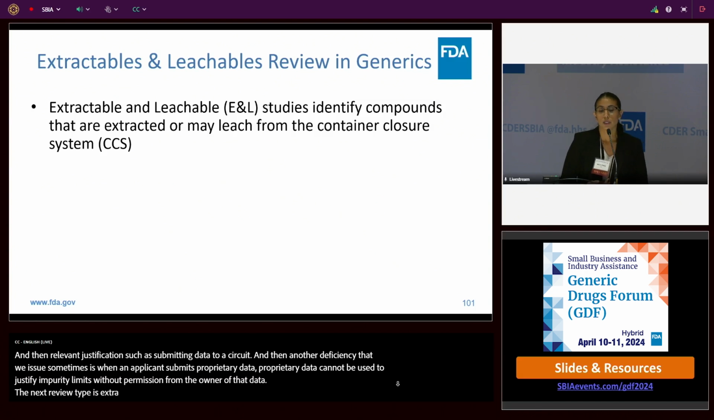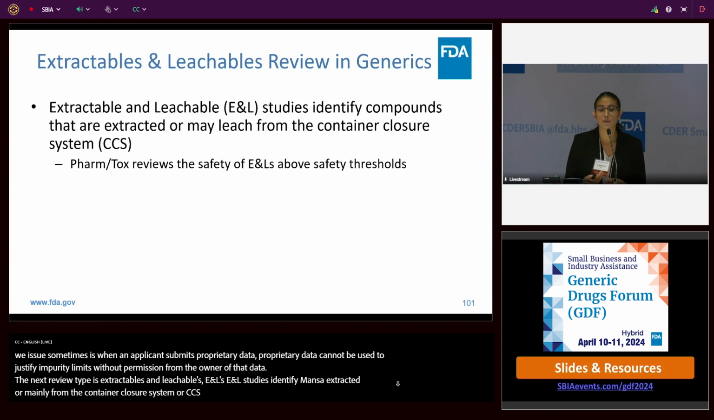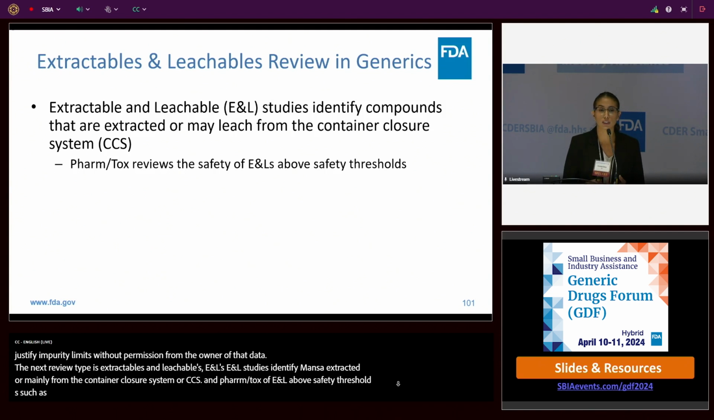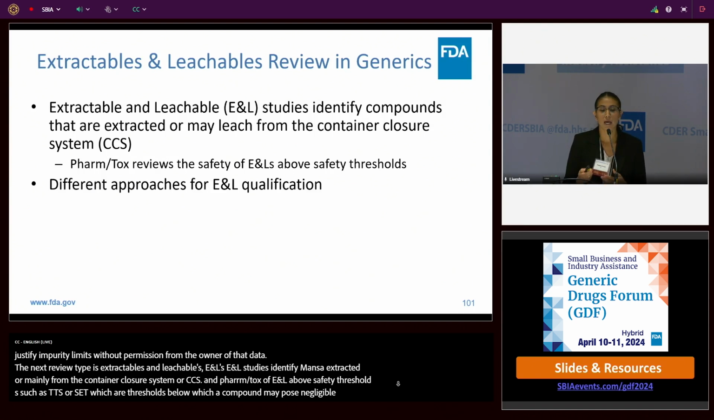or E&Ls. E&L studies identify compounds that are extracted or may leach from the container closure system, or CCS. And PharmTox reviews safety of E&Ls above safety thresholds, like the threshold of toxicological concern, or TTC, or the safety concern threshold, or SCT, both of which are thresholds below which a compound may pose negligible risk of carcinogenicity or other toxic effects. Again, there are different approaches to qualifying E&Ls.